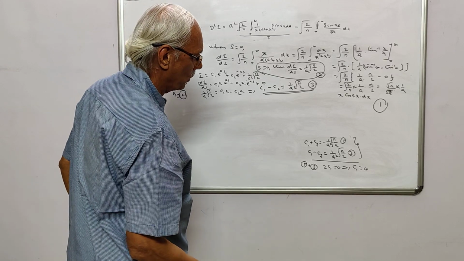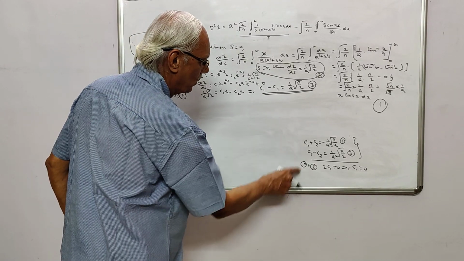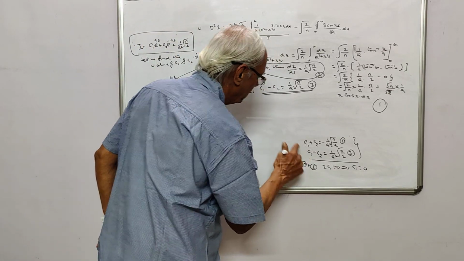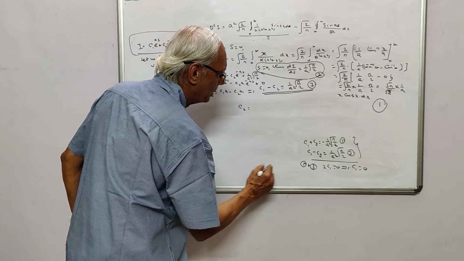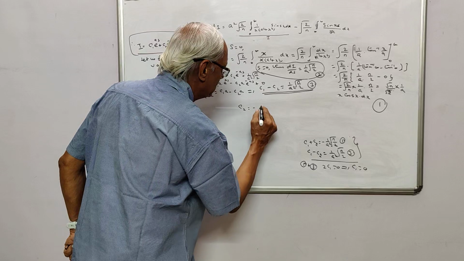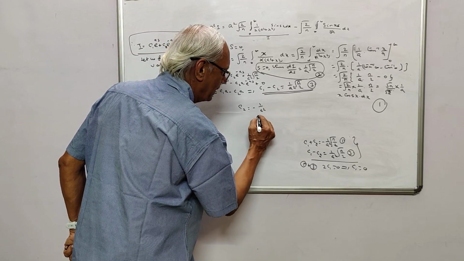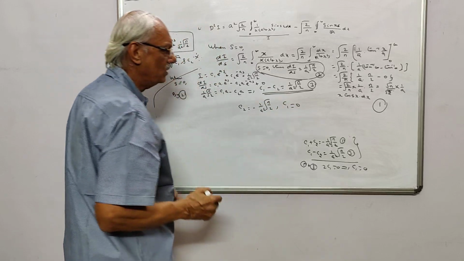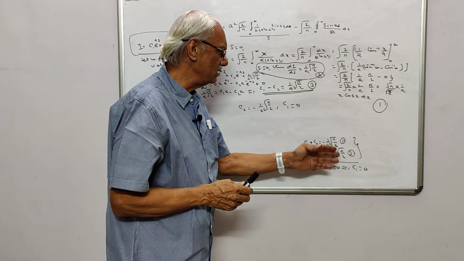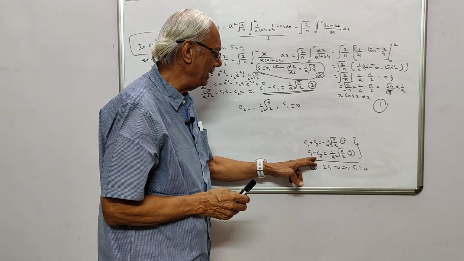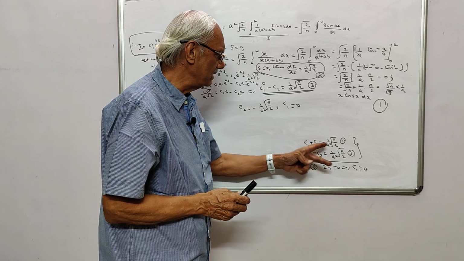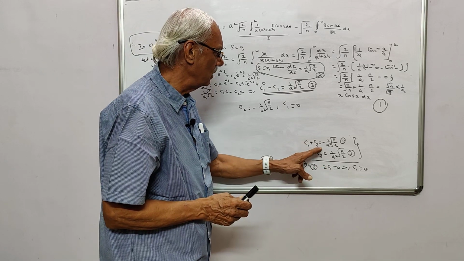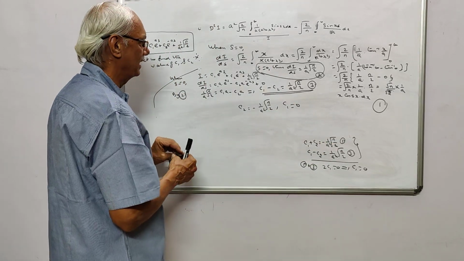When c1 is equal to 0, what do you get here? Naturally c2 will be equal to minus 1 by a squared into pi by 2, and c1 is equal to 0. Is it very simple? Solving these two equations, when you add, the minus and plus go off, 2c1 is equal to 0, so c1 is equal to 0. When you substitute c1 is equal to 0, c2 is equal to so much. So we are able to get the result.